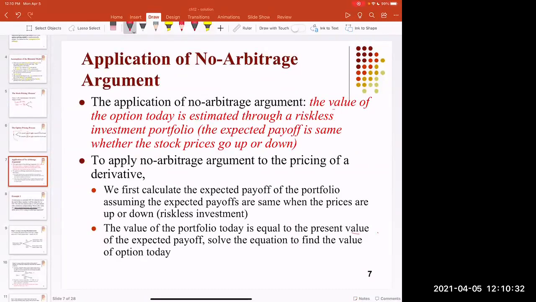Application of no arbitrage argument. This is approach 1, method 1. We're going to talk about two approaches. So what is the no arbitrage argument? The application of no arbitrage argument basically says the value of the option today is estimated through a riskless investment portfolio. So we first need to create a riskless investment portfolio and find out the expected payoff.